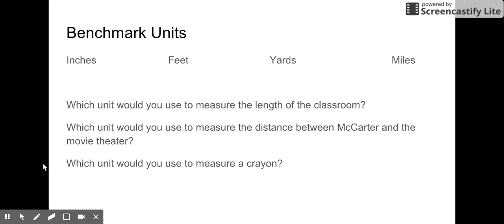Which unit would you use to measure a crayon? Go ahead and pause the video while you think about and discuss your answer.